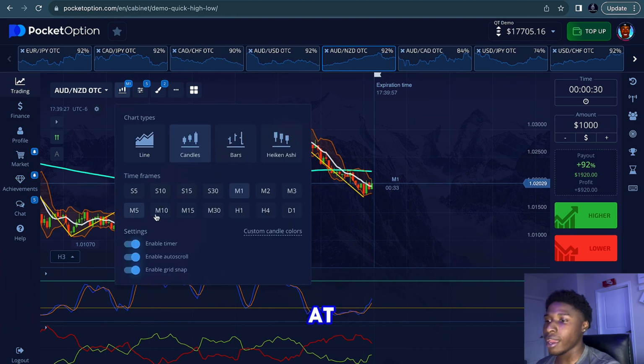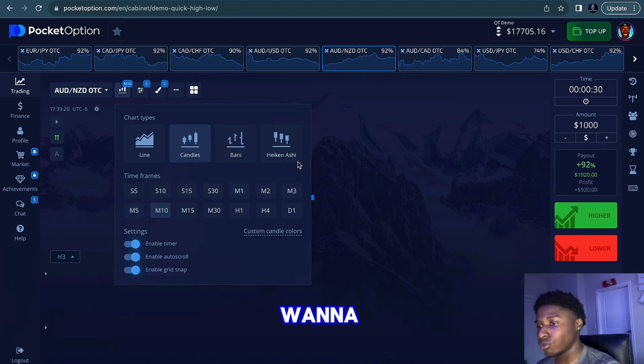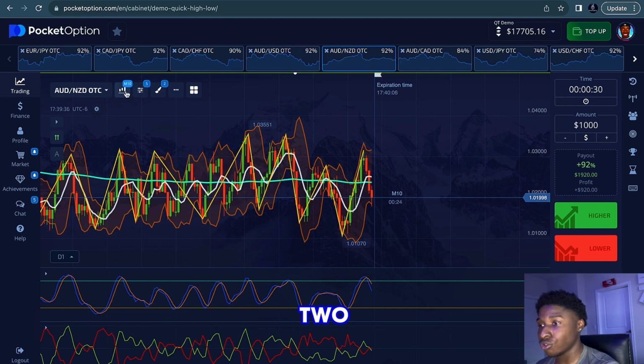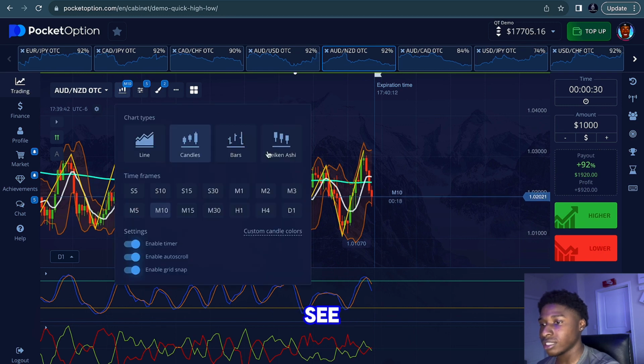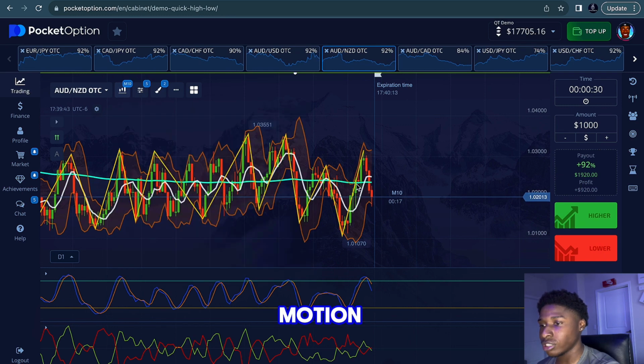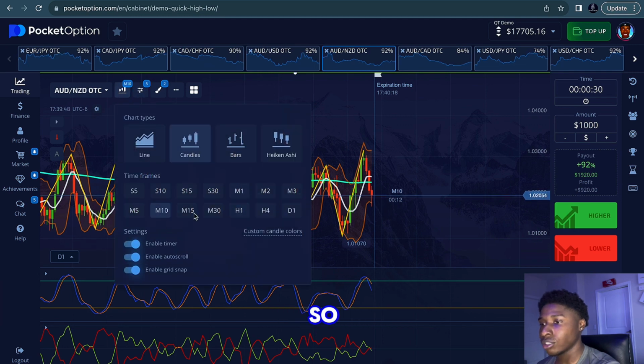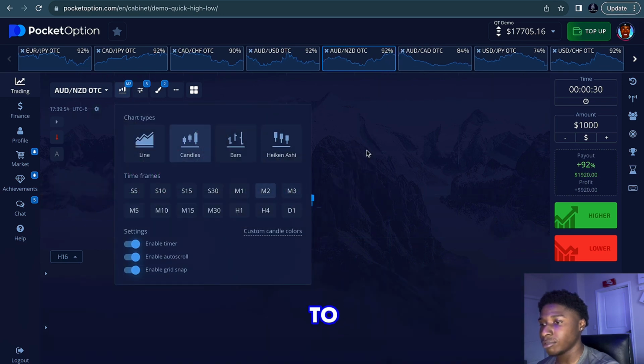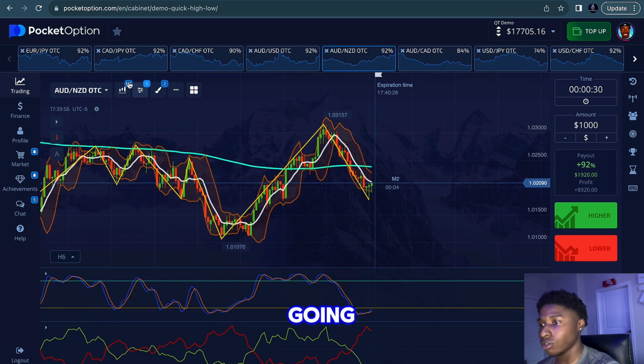I would start at the minute 10, depending on what you want to trade on. If you want to trade 2 minutes, start at minute 10. If you're trading 1 minute, start at minute 5. But if you're trading on 2 minutes or 1 minute, it's still good to look at the minute 10 candles. So you can see that we're on downwards motion, that we're going constant zigzag sideways market on the M10. So then I can see obviously this is sideways market. M5 is still sideways. And then I'll probably skip to M2 and see that we're still going down.